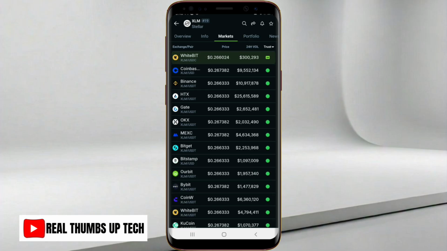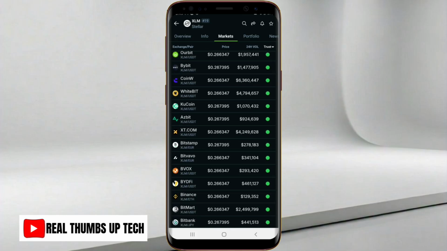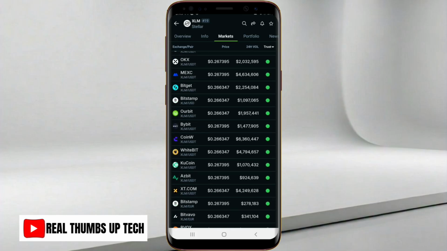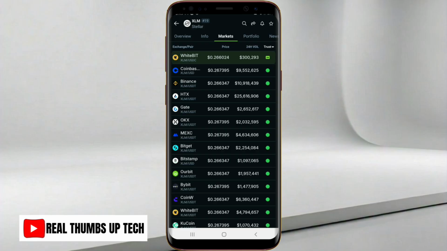Like currently now, the price on Binance is around 0.266333, and the price on Mexc or even OKX is around 0.267382. The price gap is not much. It's not much at all. So I don't like to trade this. Let me go back. But if you think it is okay by you, you can go ahead and trade it.